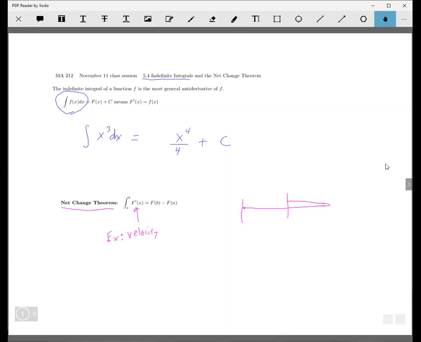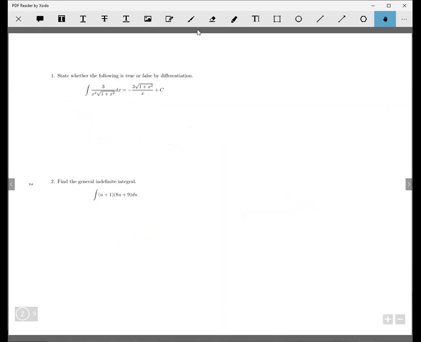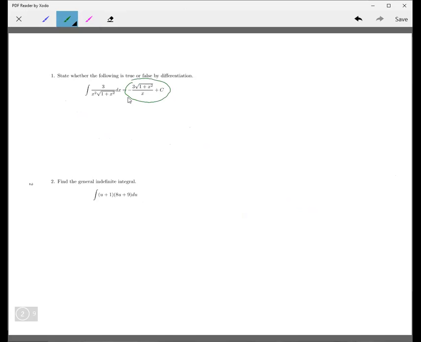Okay, so let's go ahead and do some exercises. Number 1. The first one is just verifying, it says to state whether the following is true or false by differentiation. So essentially, we're going to differentiate this. I'm going to rewrite it into a form that you can more easily differentiate. Instead of just writing square root, I'm going to write 1 plus x squared to the 1/2. And you can avoid the quotient rule by rewriting this x in the denominator as x to the -1. Then I'll take the derivative of that.